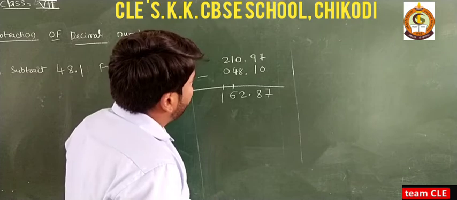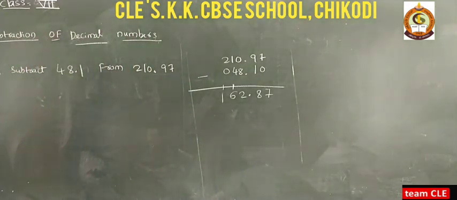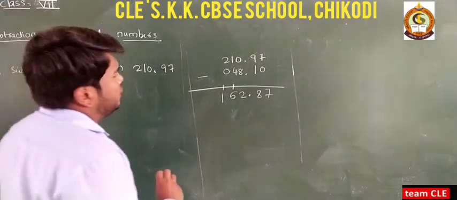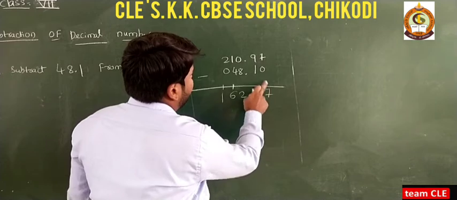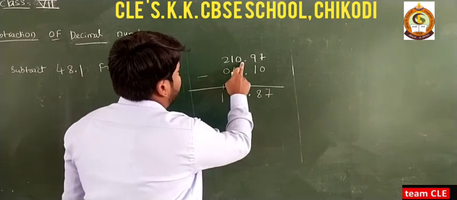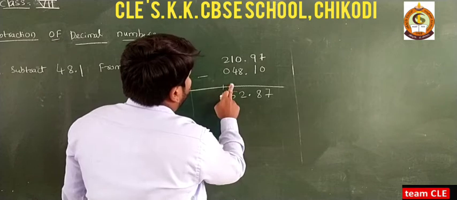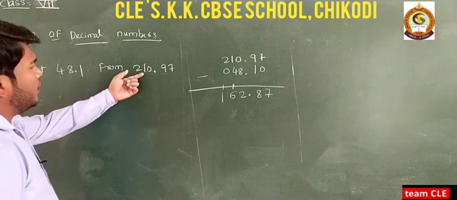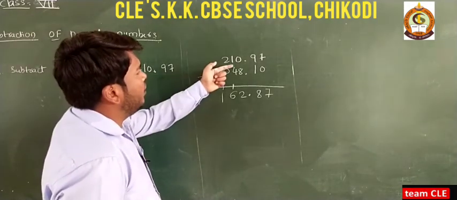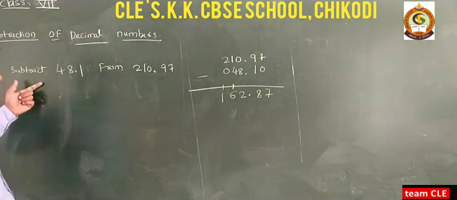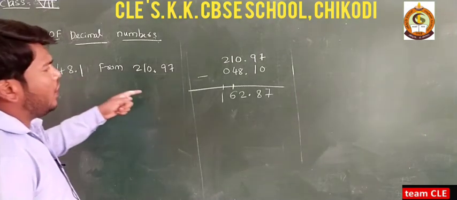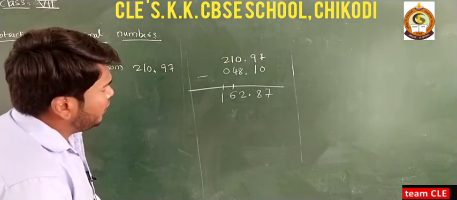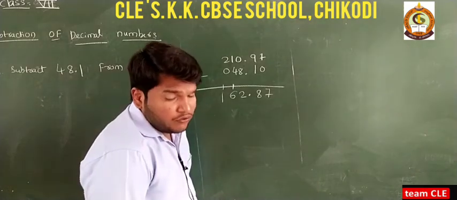So this is 162 point 87, because 7 minus 0 is 7, 9 minus 1 is 8, and 10 minus 8 is 2, 1 carry, 11 minus 5 is 6, 1 carry, that is 162.87. Because the question we have taken is 210.97, and the other is 48.1, so increase 1 zero, this is 48.10. Okay, dear students, so the required answer is 162.87.